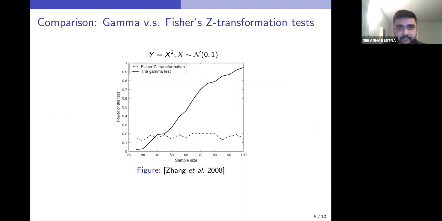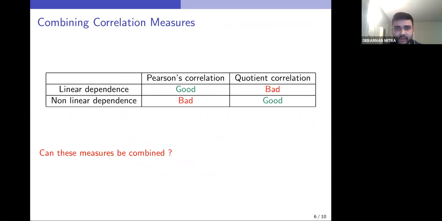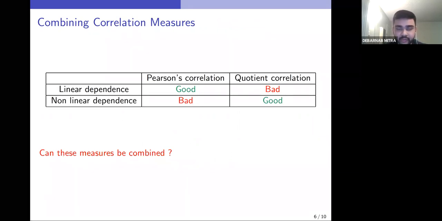So we now arrive at this particular position where we know that when the alternatives are linear dependence, the Pearson's correlation coefficient is highly efficient in detecting them. However, it turns out that the quotient correlation is worse compared to Pearson's correlation when the alternatives are linear dependence. However, the situation is reversed for the case of nonlinear dependence.